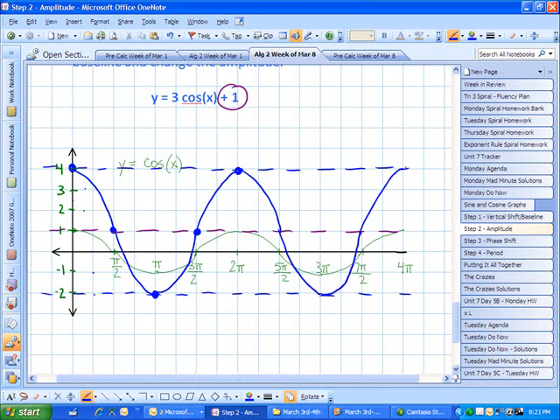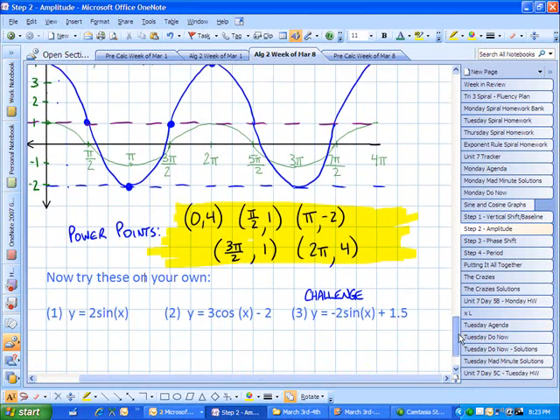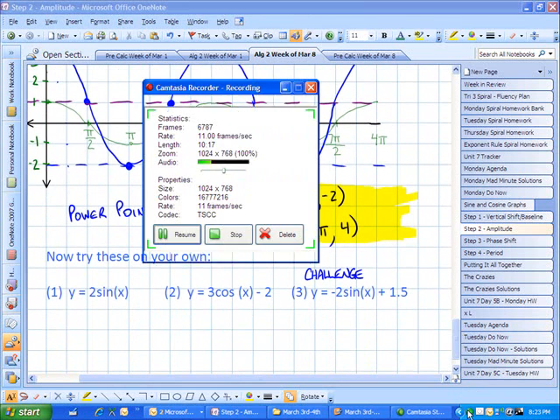And what a beautiful graph we have. Let's get our power points. There they are. There's your power points. We are done with this one. Try these 3 problems below before moving on to step 3.